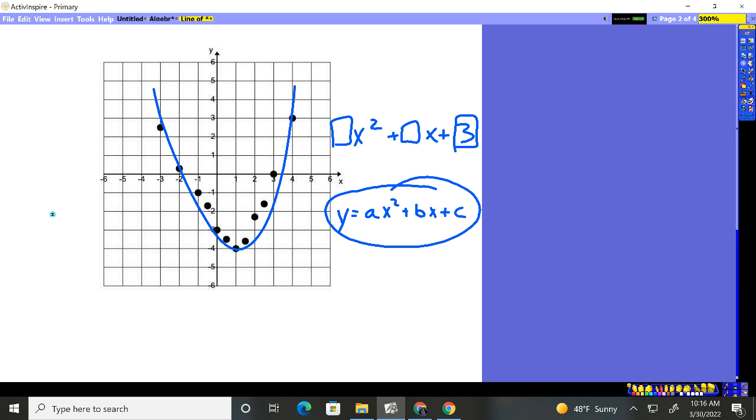But remember, we're going to do y sub 1 tilde. We'll put in a x sub 1 squared plus b x sub 1 plus c. That's what we're going to have to put in there. We're going to have to remember to do that. So let's take a look.